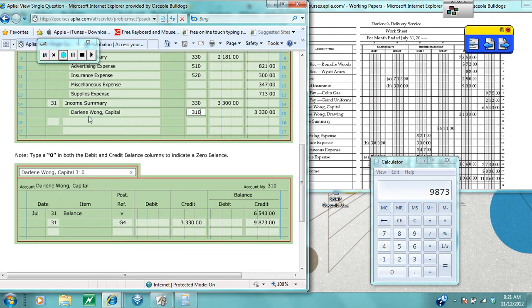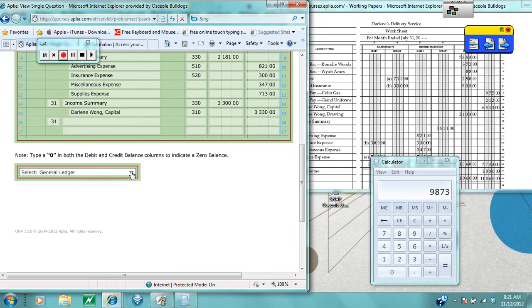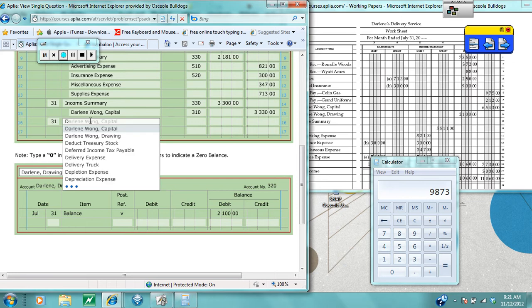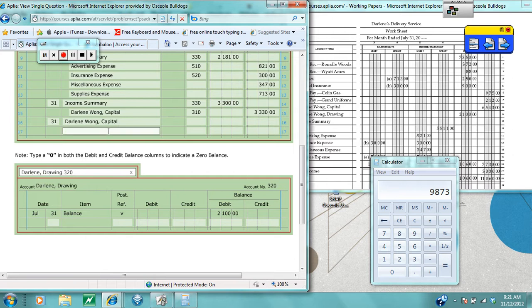One last step is to close out the drawing. On the 31st, we have to go close out this drawing. Let's go find it. Darlene's drawing has $2,010 balance. Woo! Darlene, shame on you. Here it's a debit, so we're going to have to credit it. So what's our debit going to be? Well, that's going to be Darlene's capital, because we're going to take and say you've used up that much of your capital, your investment.